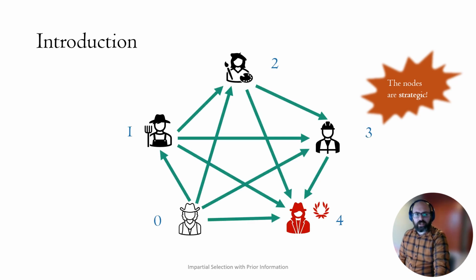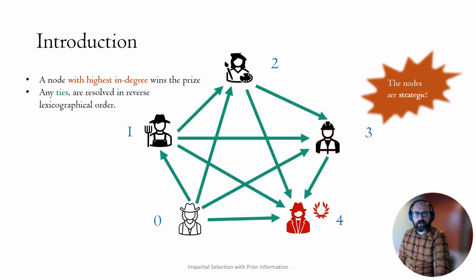To illustrate this behavior, consider the simple rule where a node with the most nominations wins, and any ties are resolved in reverse lexicographical order. In the present instance, Alice is the winner with a degree of 4. Bob, however, has an opportunity to become a winner by hiding his preference towards Alice and get the prize by winning the tie.